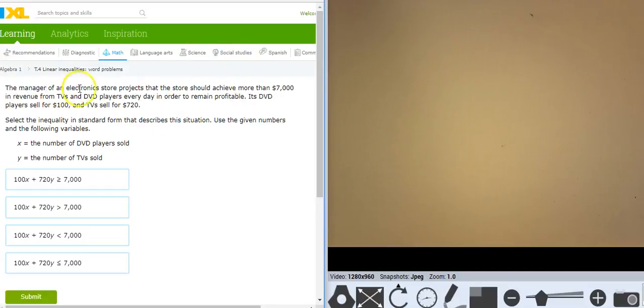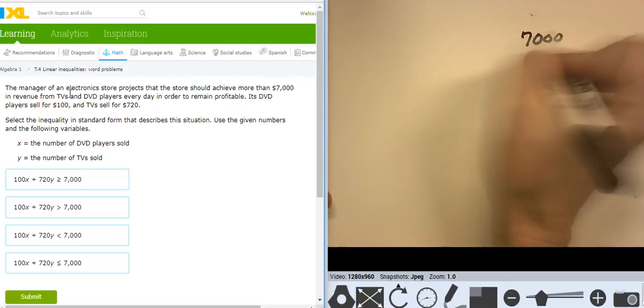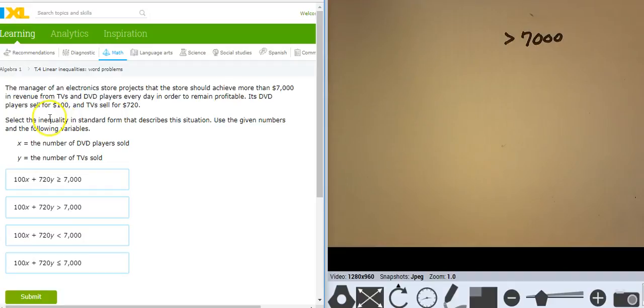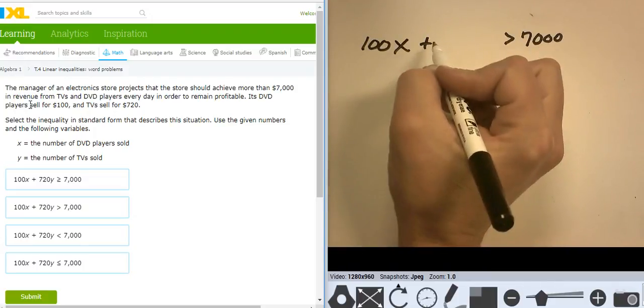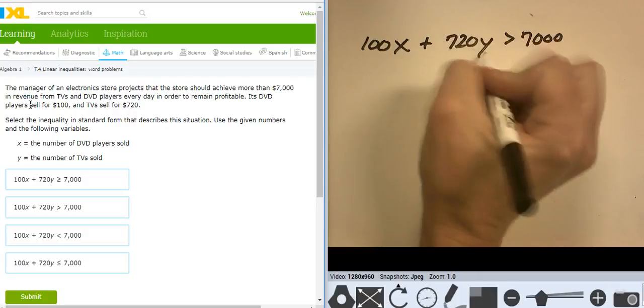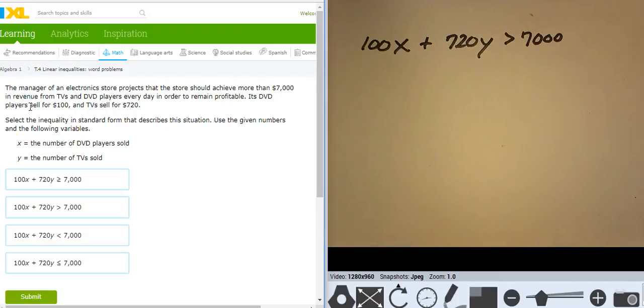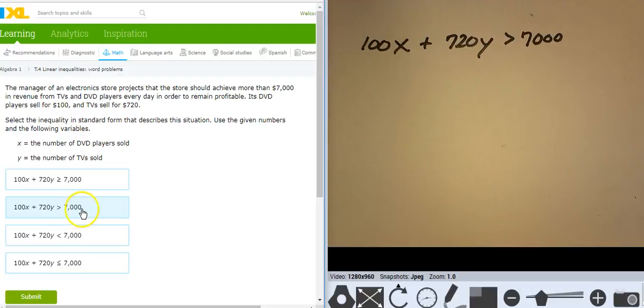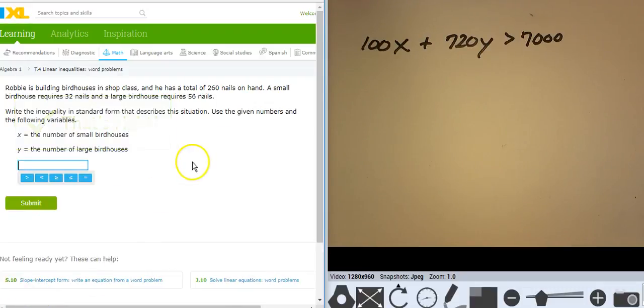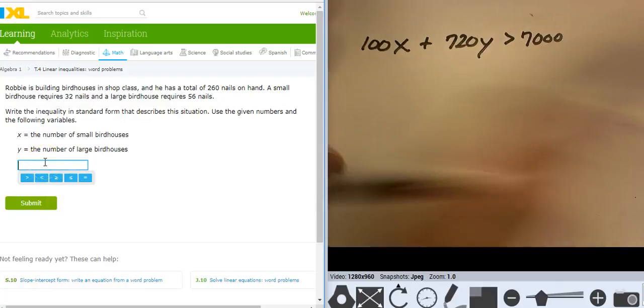Let's see. The store wants to achieve more than $7,000 in revenue. So I want to be above $7,000 in revenue. And DVD players sell for $100, so 100 times X is X DVD players. Plus TVs are 720, Y, because Y is TVs. That's good. So 100X. No. Yeah, right here. Is that it? Yep. And I could have narrowed it down just based off of the inequality. So 100x plus 720y is greater than 7,000. Nice.